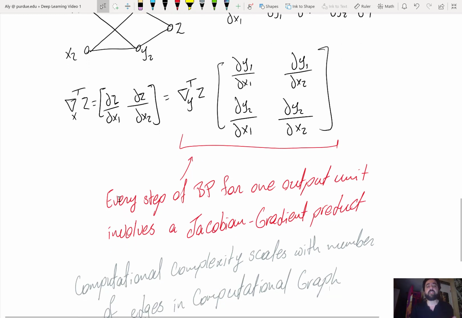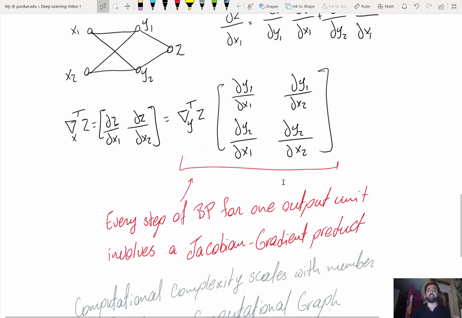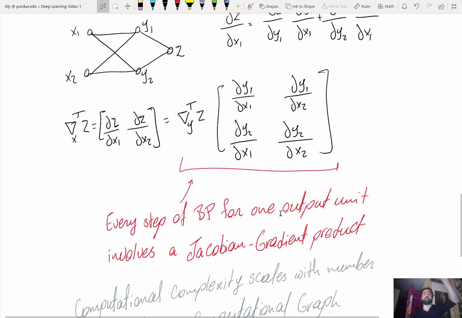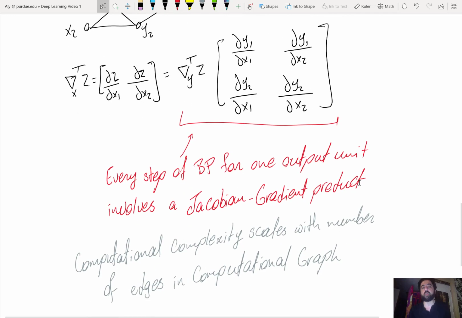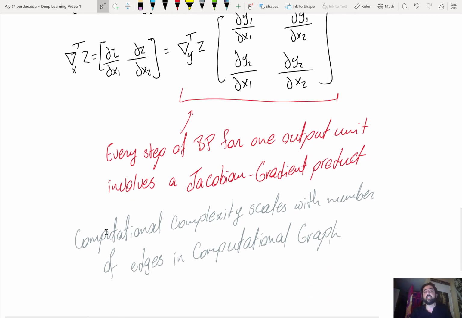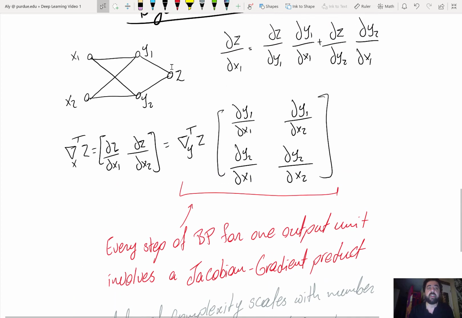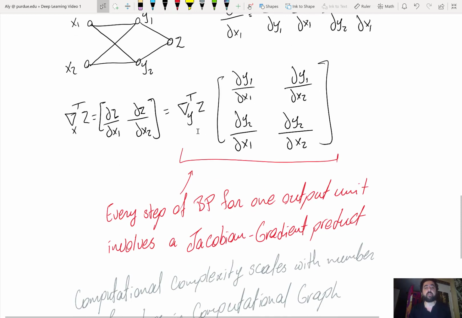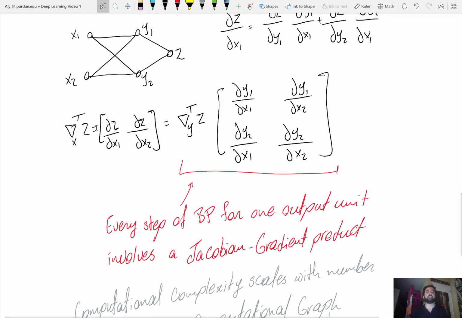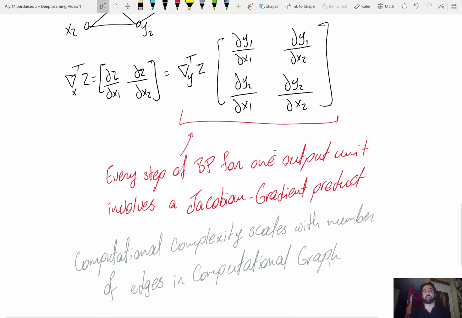So here we notice that every step of backpropagation for one output unit, which is z here, right? So remember, you could have more than one output unit, involves the Jacobian gradient product. So here you have this gradient times a Jacobian. Now the computational complexity, if you notice, depends on the number of edges in the computational graph, right? So here, the computational complexity of computing the gradient of z with respect to x depends on the number of edges in that computational graph.